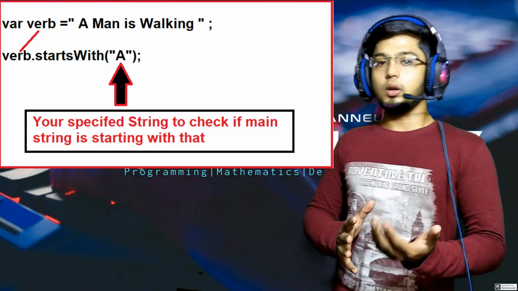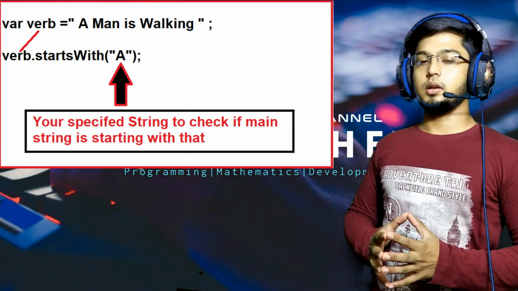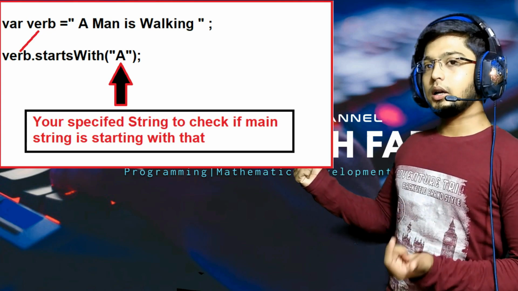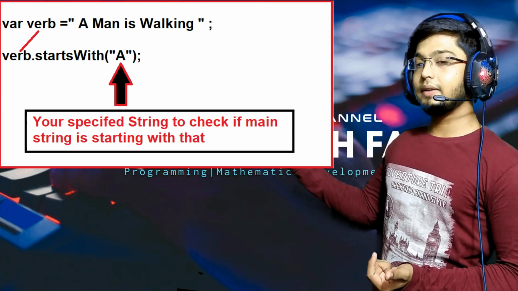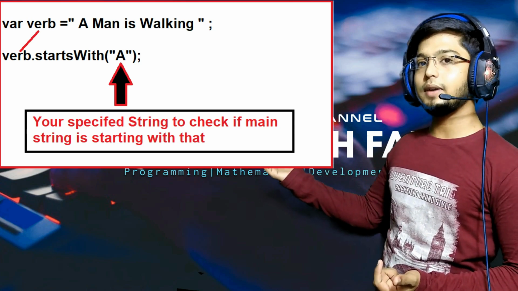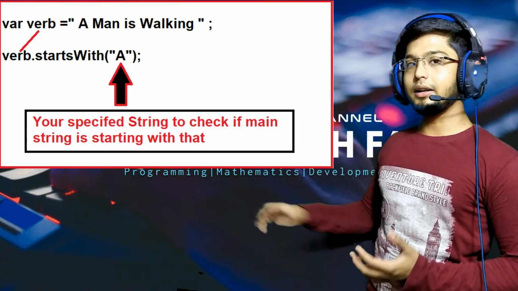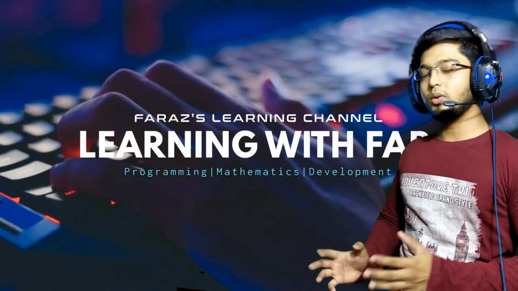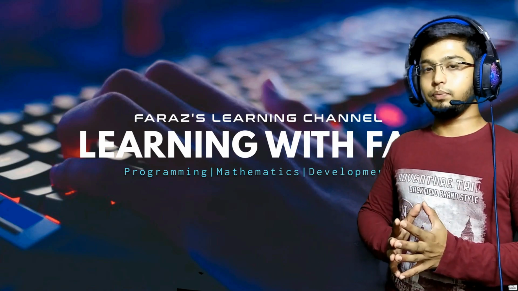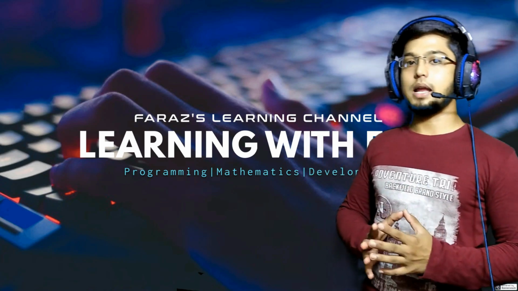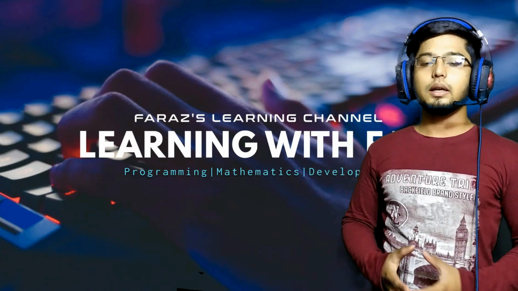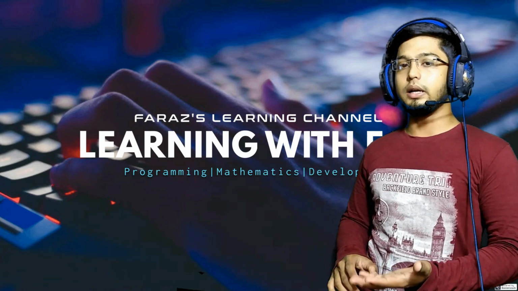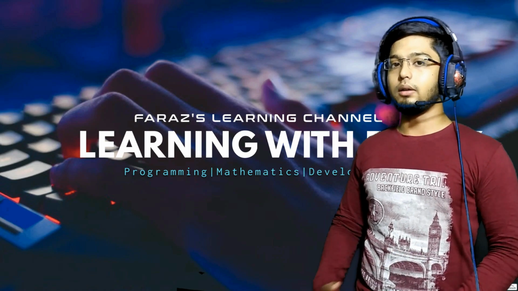That's all about the first argument. If you are giving one argument, it will check if the main string is starting with the specified string. If it is so, it returns true, otherwise it returns false. And among the 4 methods that I have shown you, 3 of them are boolean, meaning they are going to return boolean values, either true or false. But indexOf is not something which is going to return boolean. I'll show you what it is actually going to return.